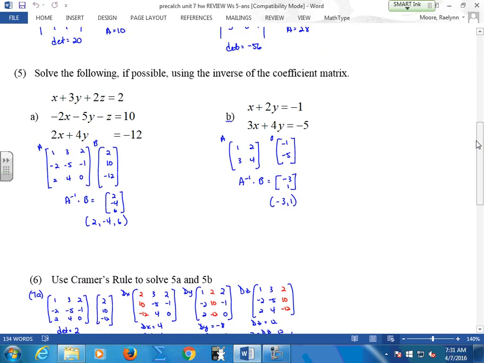I just ask you to solve using your inverse. When you solve using your inverse, this is what I expect. I expect you to give me the original coefficients, the constants. I expect this right here. You don't have to give me the inverse matrix, because that's just kind of a waste of time. You can just say A to the negative 1.